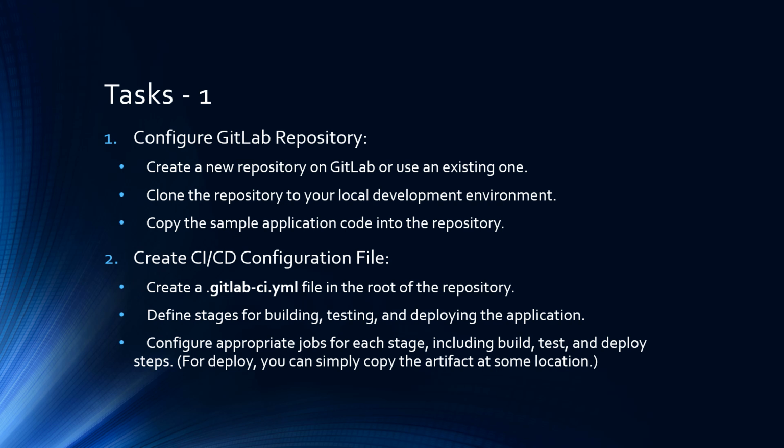This YAML file needs to be placed in the root directory of your repository, as GitLab specifically looks for it in this location. Looking at the requirements, you'll define multiple stages: building, testing, and deploying. Each stage serves a specific purpose in your pipeline, creating a comprehensive automated workflow.